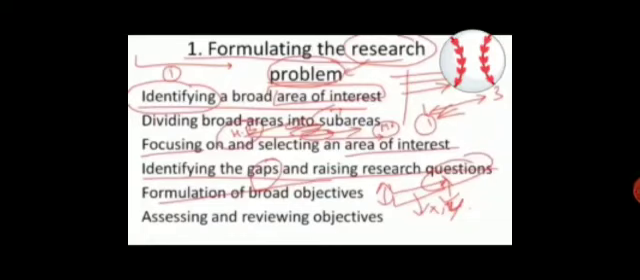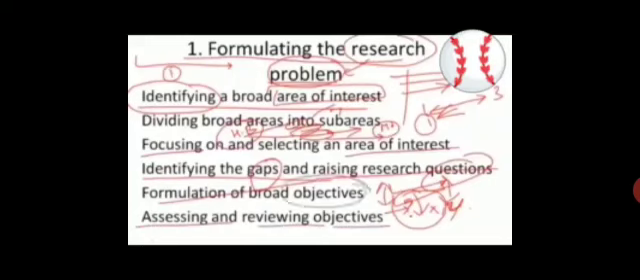After formulating the broad objectives, next step is assessing and reviewing objectives. You have to assess and review the objectives. Means you have to keep the objectives in order. The most important and the major objectives should be first in the list, and the minor objectives which are not very much relevant to your major objectives, those should be written at the end.